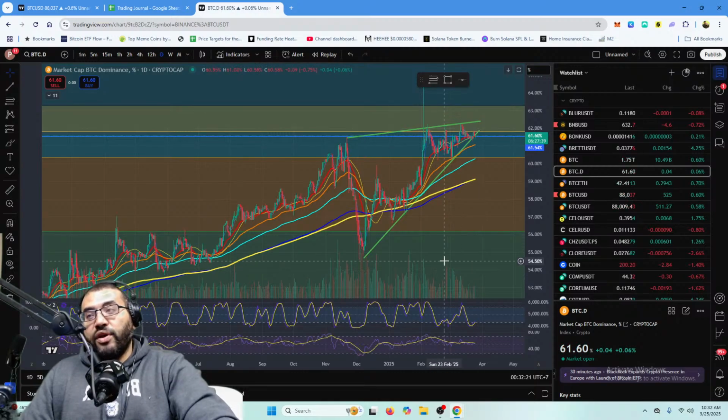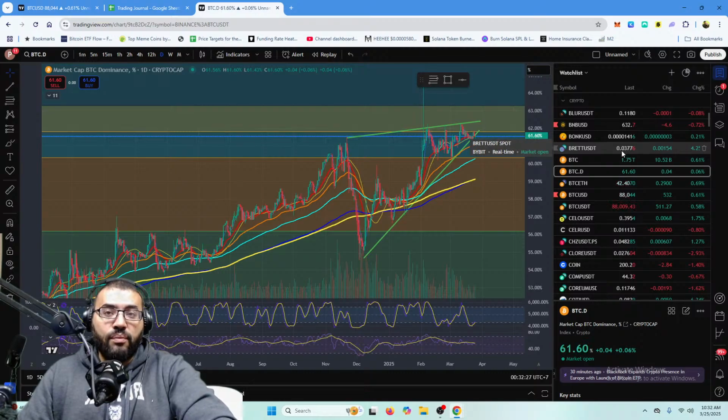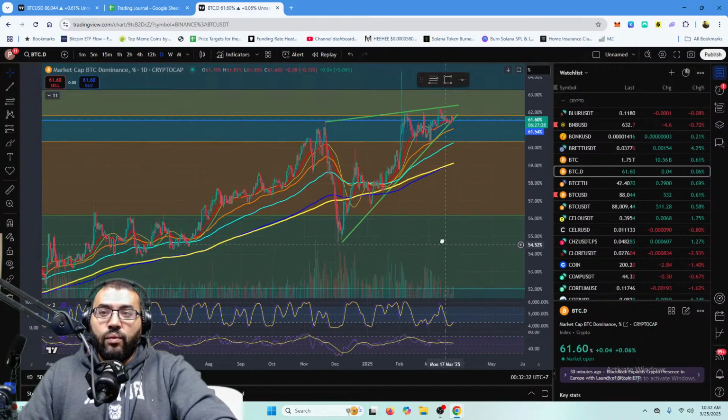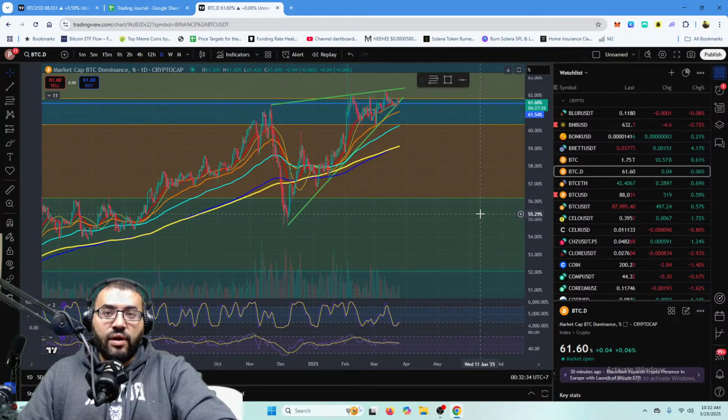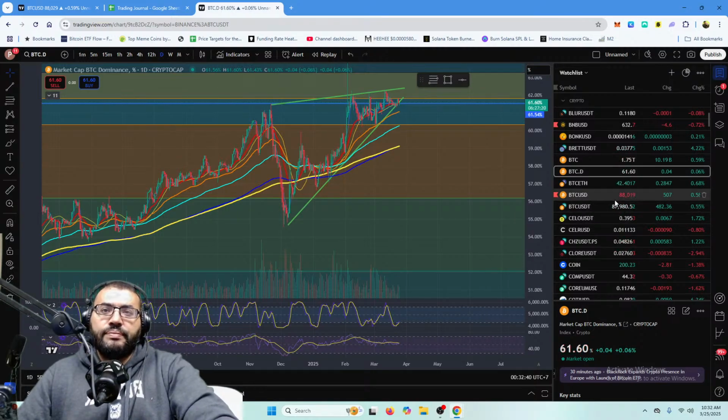Maybe this would be hopeful. This would be a hopeful thing. Ascending wedges break down more than they break to the upside. Maybe Bitcoin's dominance is going to break down, and we can see some moves in altcoins. We'll see. We will see.